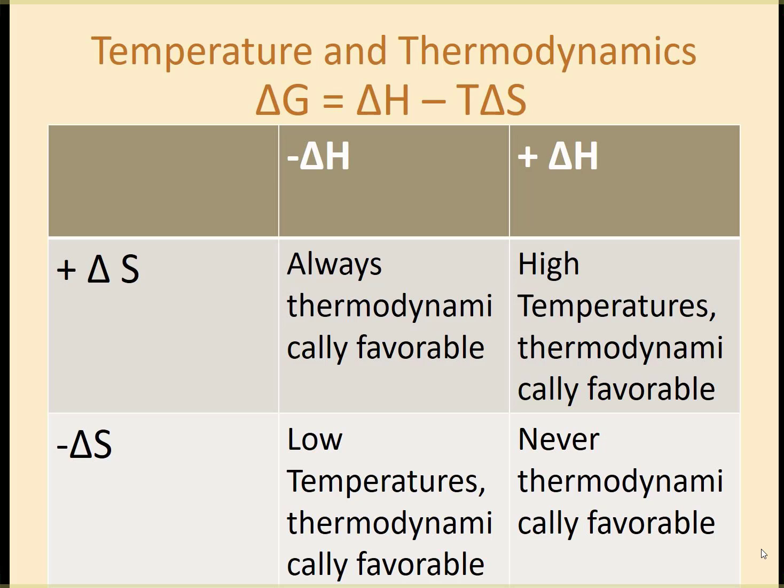I recommend that you know how to sketch this chart. So across the top, you are going to put negative delta H and a positive delta H. This one would be exothermic, which can be a driving force of the reaction. And this one is endothermic, which is not favored.